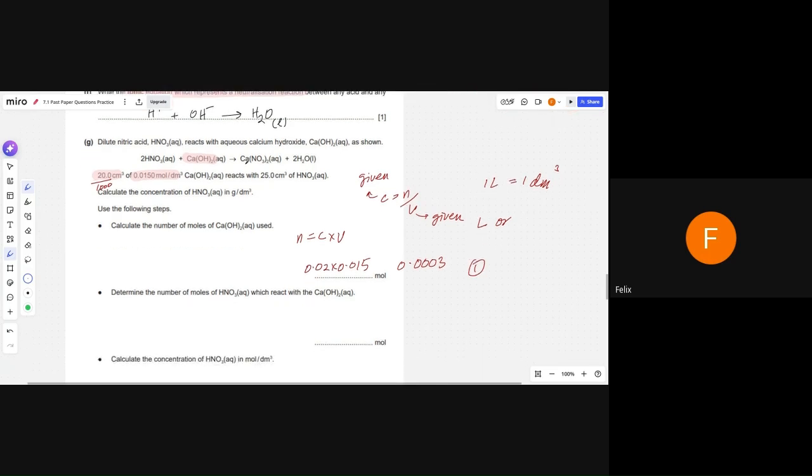Now when you have the moles of one reactant, then you look at the mole ratio to find the moles of the other reactant. So the standard mole ratio in the balanced equation is 2 to 1. So this is 2 moles, this is 1 mole. But now we have 0.0003 moles of calcium hydroxide. So what will be the amount of this? You cross multiply, so you're going to get 0.0003 times 2, and this is going to give you 0.0006. So this is how you figure out the moles of the other reactant.